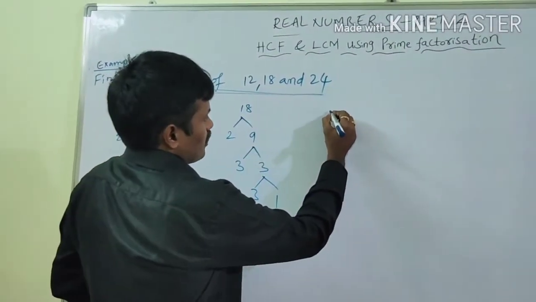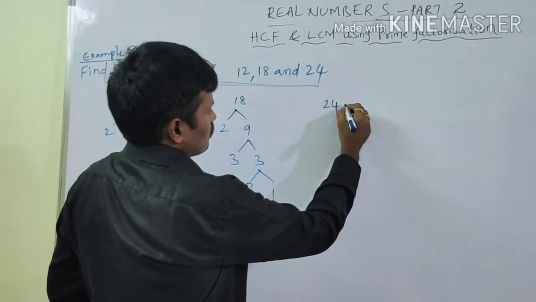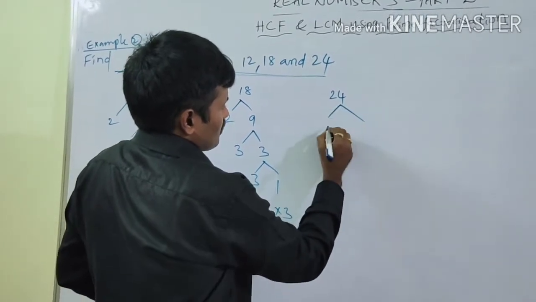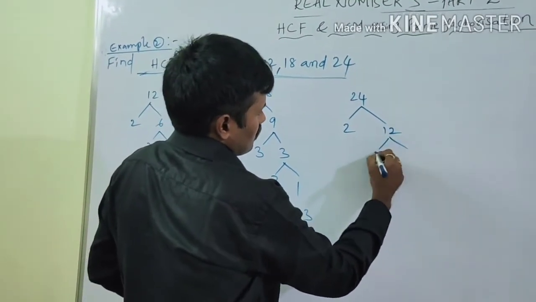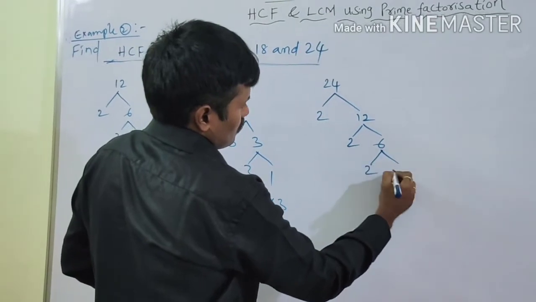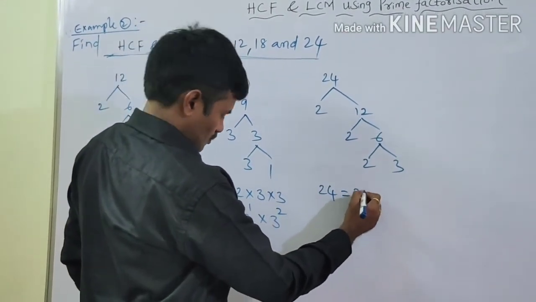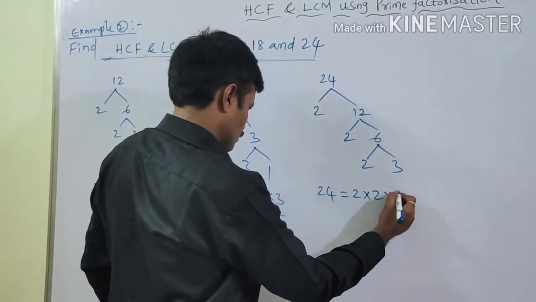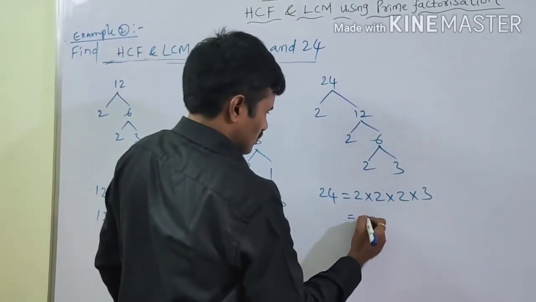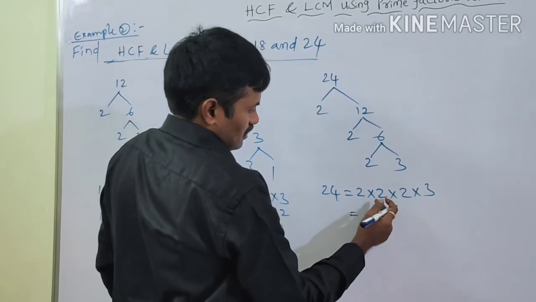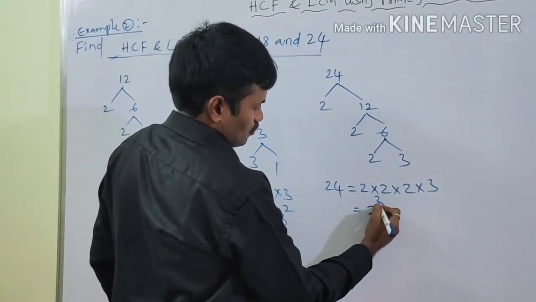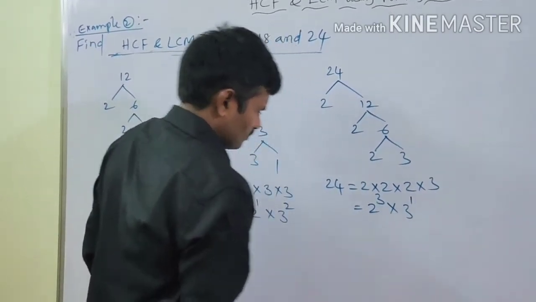And what is the third number? The third positive integer is 24. This can be expressed as 2 12s, 2 6s, 2 3s. So what is the prime factorization of 24? 2 into 2 into 2 into 3. Here 2 is multiplied by itself 3 times, so it can be written as 2 cube into 3 power 1.